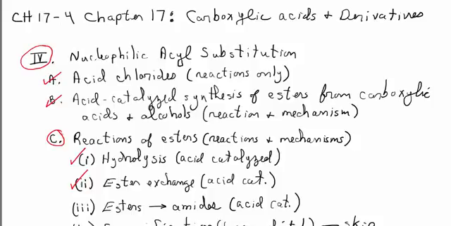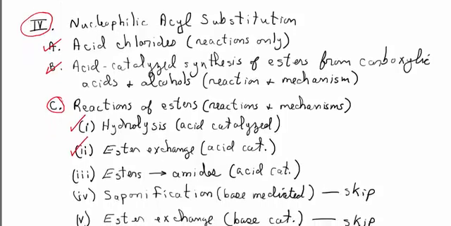Hi folks, this is video 17-4. This is actually the final video for chapter 17. We're going to be finishing up our survey of reactions and mechanisms under the topic of nucleophilic acyl substitution for carboxylic acids and derivatives. And again, here's our checklist for part 4 of the various reactions under NAS that we have covered.